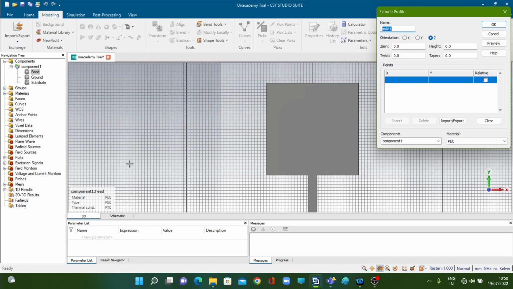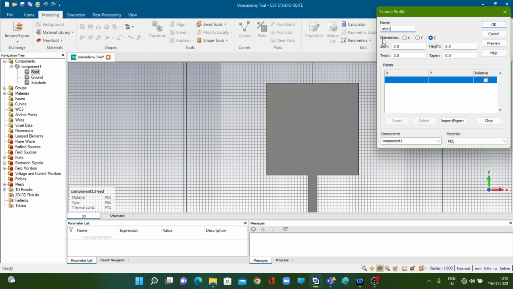Extrude profile means now you need to define the slot which you want to cut out. You are not actually cutting it out. You are defining the structure which you want to cut out. So let us give the name slot 1. The next tab is orientation.